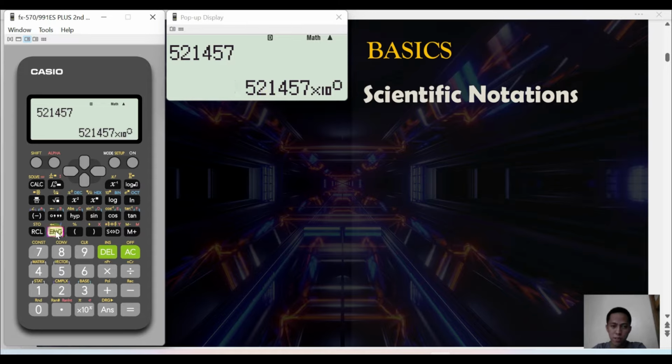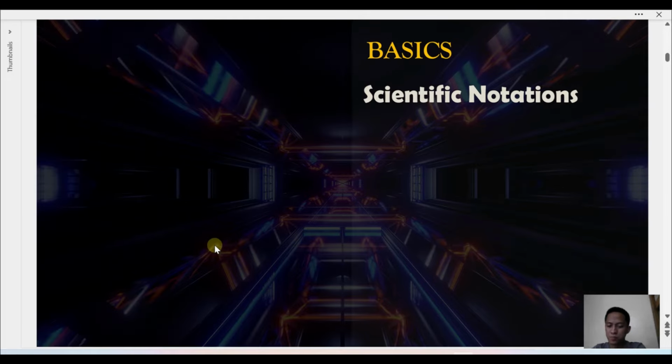And if you press again, it will move to the right. Press that, it will move again to the right. And if you press shift and press again ENG, babalik siya guys. You press shift and ENG, ayan, babalik siya dun sa left. And so on and so forth. So that's how you convert a number into scientific notation.